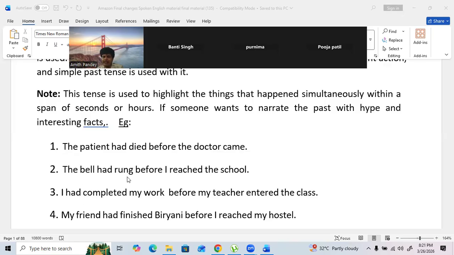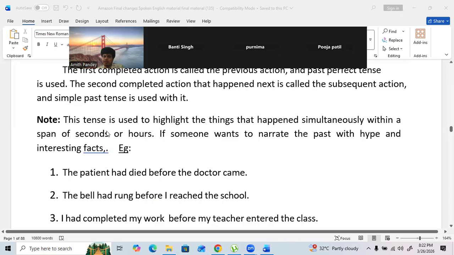The bell had rung before I reached the school. It means the bell had rung before. So with that, we have to use subject plus had plus V3 plus object. And with the other sentence, we have to use simple past.